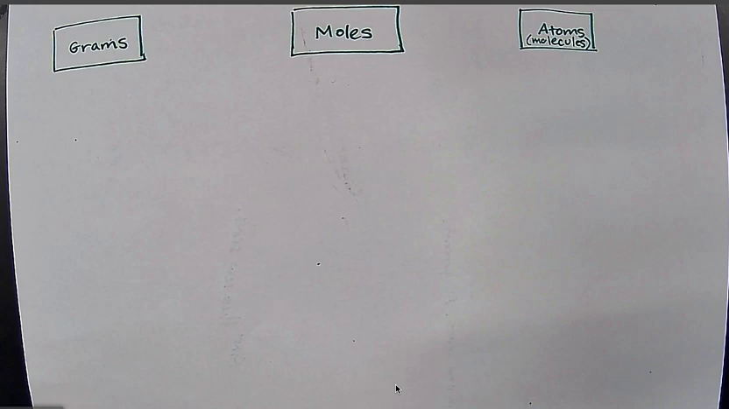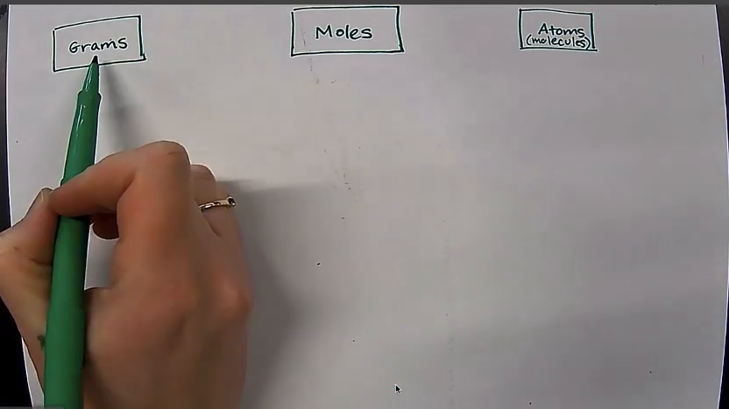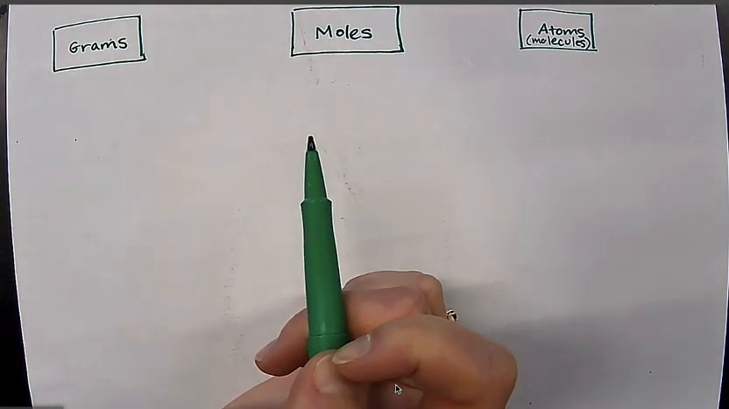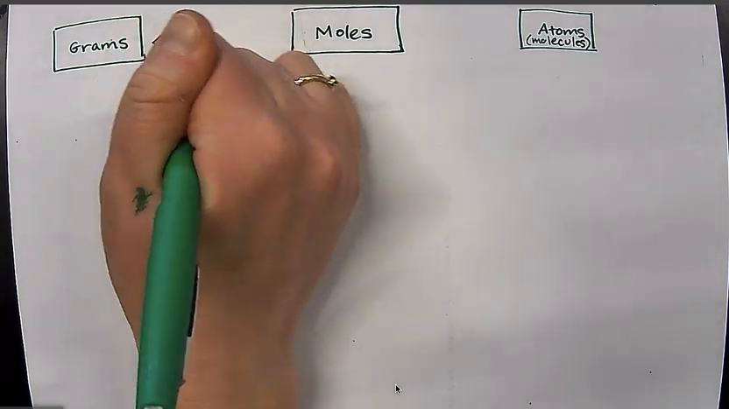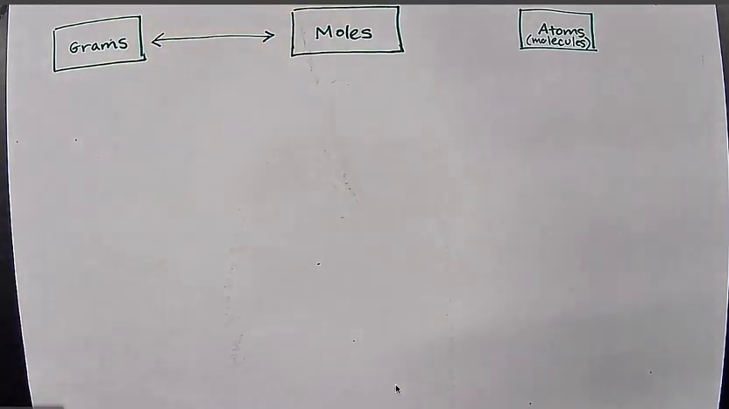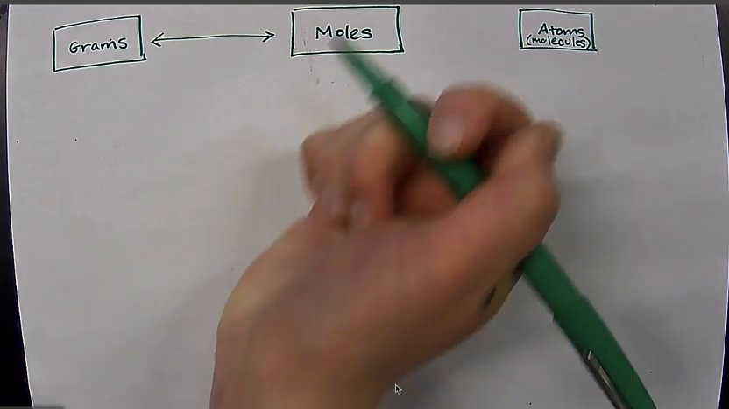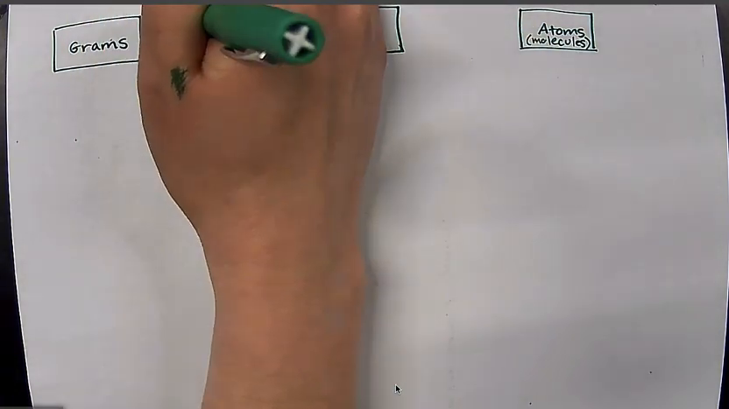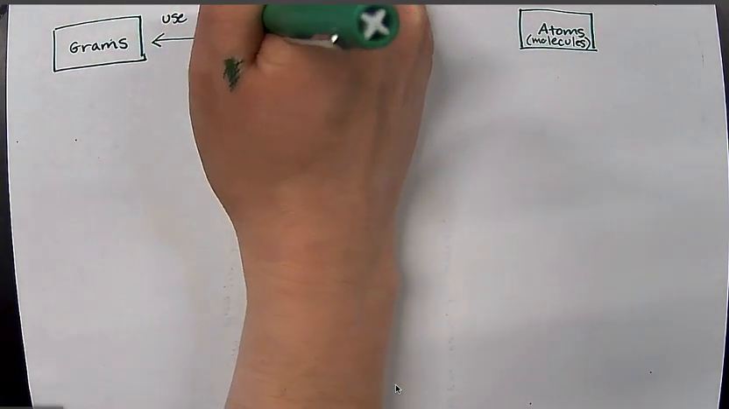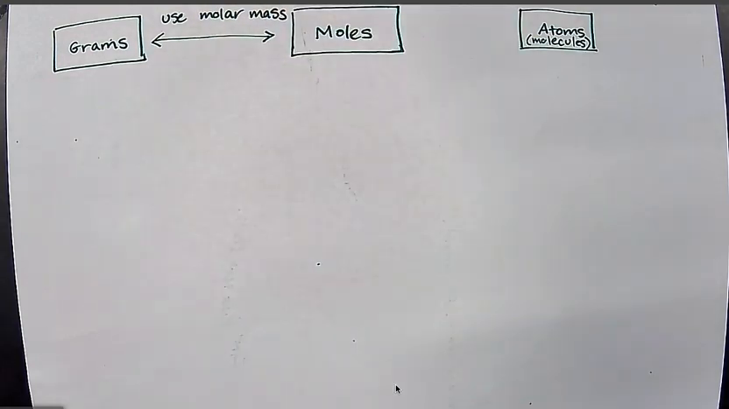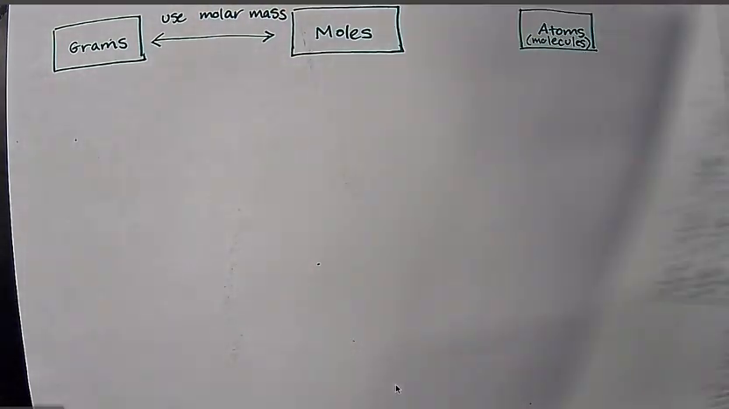So this is adding one more step onto the conversions that we learned how to do before spring break. So what you already know how to do is to convert in between grams and our grouping of atoms called moles. So if we're going to convert in between grams and moles, you guys know that we use the molar mass. Where do we find the molar mass?